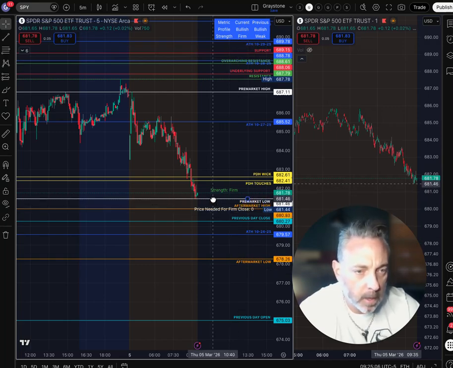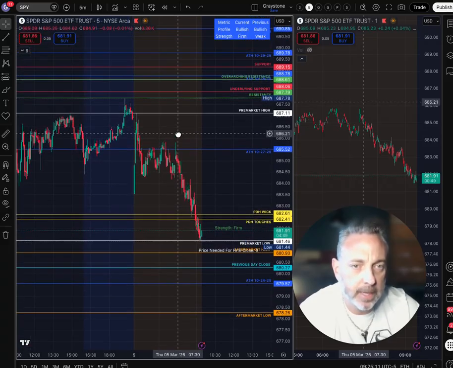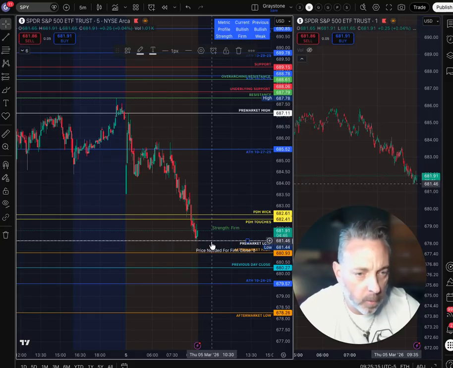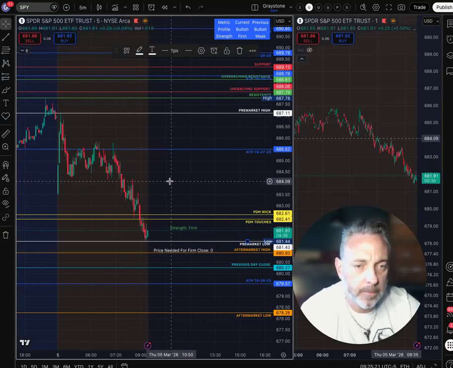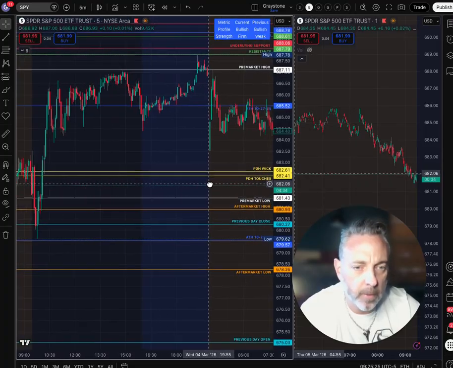So I mark the pre-market low and the pre-market high. As you guys can see, these are the exact highs and the exact lows. And then when the session is going to start, I will establish my support and my resistance inside of those zones. But first off, I wanted to mark out the pre-market low and the pre-market high.